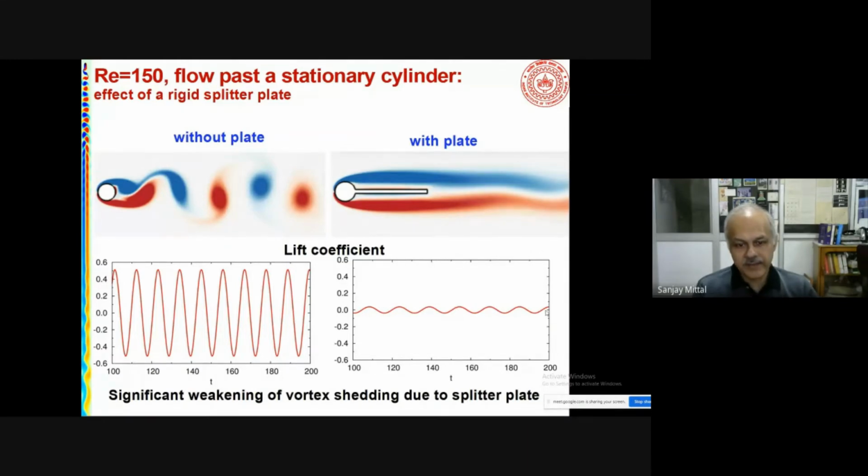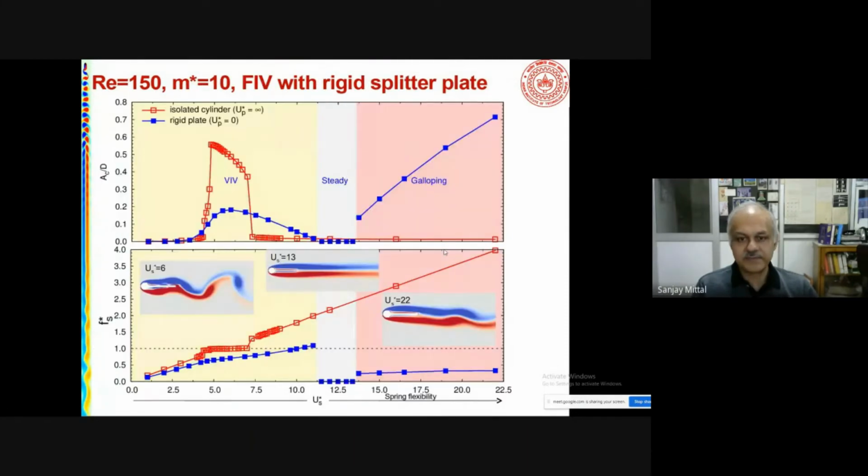completely. Okay. So the question we are asking is, if you subjected these two systems to vibrations, or they were allowed to vibrate, would there be a difference? Okay, that's the question. So here is what was done, flow-induced vibration with the plate. So the red line is the isolated cylinder. So that's the amplitude. And shown in the lower picture is the frequency ratio, F star. So we have seen this picture below, this red one. We've seen it earlier. So you see a region of lock-in, and on either side there is desynchronization.